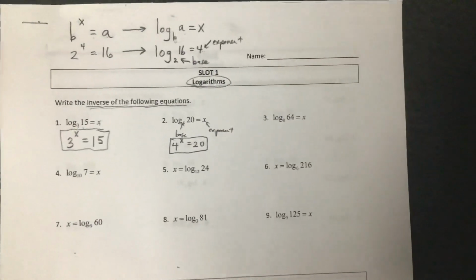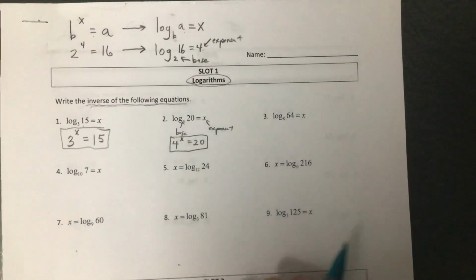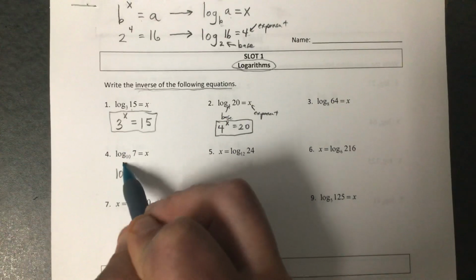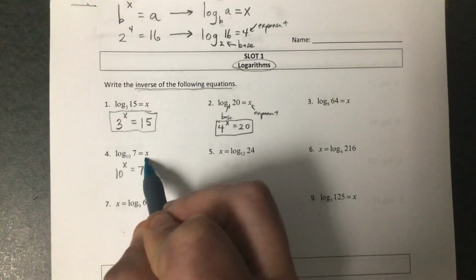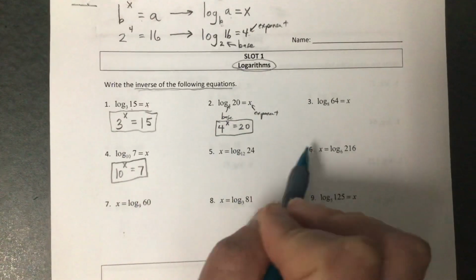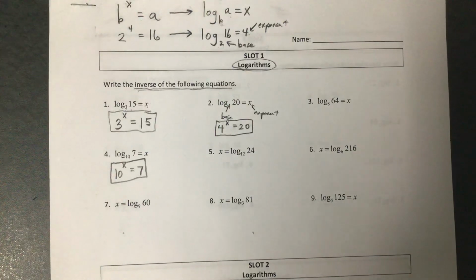All right, so let's do one more example, and then I'm going to let you do the rest. They all look pretty much the same. Let's go down and do number 4. So this is my base, so it'd be 10 to the x is equal to 7. And that's going to be it. So all you're doing is writing an inverse equation for the rest of these. Hopefully that's enough examples to give you guidance for the rest of those. Good luck on finishing those up.